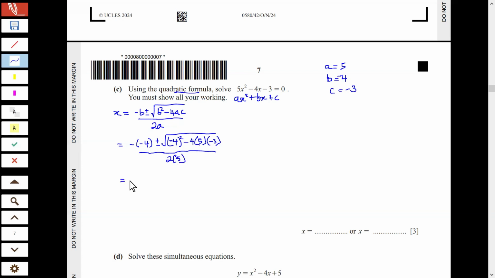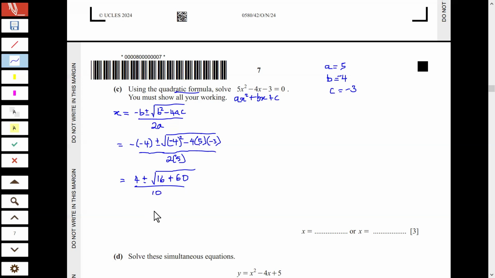Now we can go ahead and simplify this. Negative multiplied by negative becomes positive. Here we have 4 plus or minus the square root. Negative 4 squared means negative 4 times negative 4, and that's 16. And here we've got negative 4 times 5, negative 20. Negative 20 times negative 3 will be positive 60. So we have plus 60 over 2 times 5, which is 10.